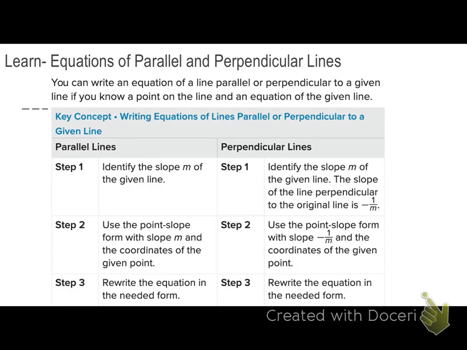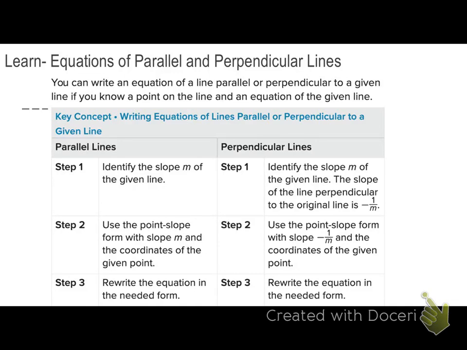Perpendicular lines have what types of slopes? Opposite reciprocal slopes. So I need to identify the slope of my given equation. And I need to change its sign and flip the fraction to get the slope that I want, since I want it perpendicular to it.